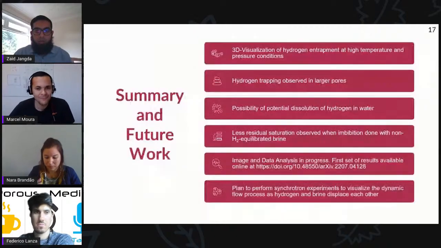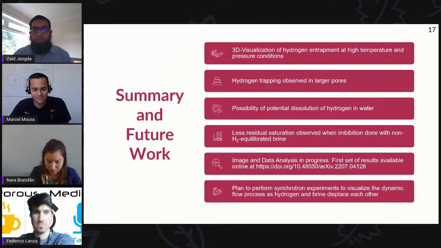So I would just like to summarize the work that we did. We saw hydrogen entrapment at high temperature and high pressure conditions. We see hydrogen trapping observed preferentially in the larger pores. We also have the potential dissolution of hydrogen in the brine, as we see less residual saturation after imbibition with non-equilibrated brine. As I mentioned, the data and the results are available online. Anyone can have a look at them and also download the data and work on the data as well.